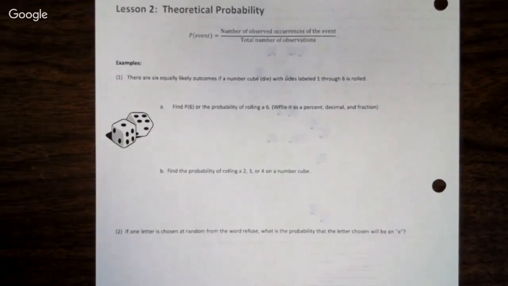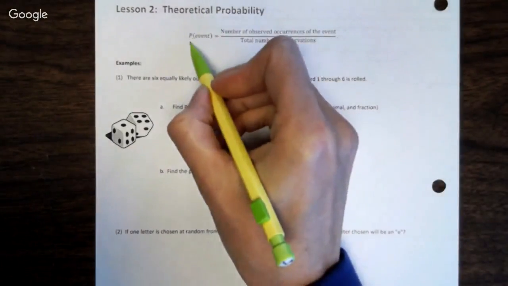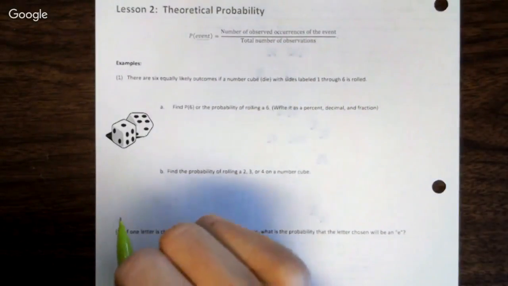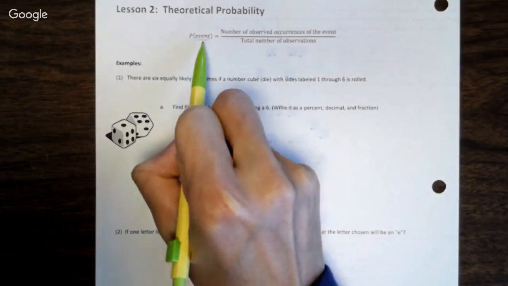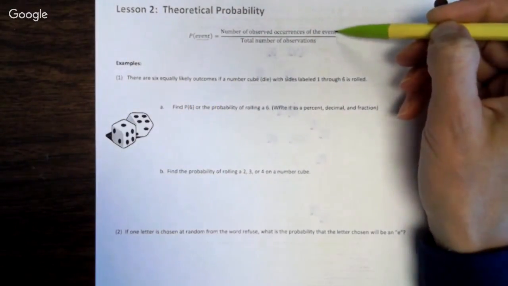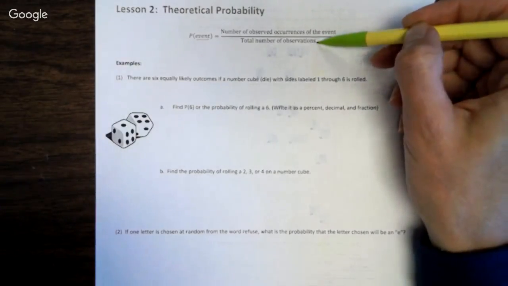All right, this is Module 5, Lesson 2. We're going to talk about theoretical probability. Now, to find the theoretical probability, you're always going to write this capital P, meaning probability. The event that you are going to be finding the probability of goes in parentheses. And then to find it, you are going to have the number of times that happens over the total number of times that something is done.